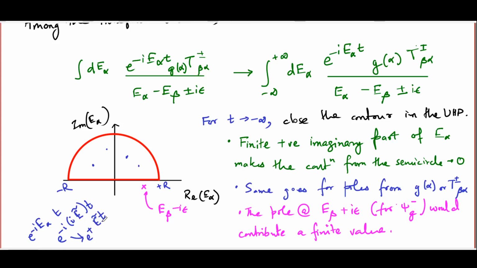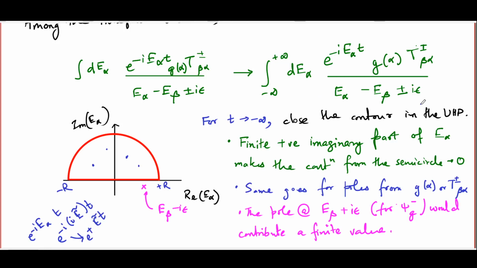Now, a pole at E beta plus i epsilon would have contributed to this in the limit epsilon goes to zero. Remember, that would make the pole inside the contour, so it would contribute. And the residue will have an e to the minus i E alpha t with a real E alpha in the limit as epsilon goes to zero. And so that will not exponentially damp out the contribution from this integral.